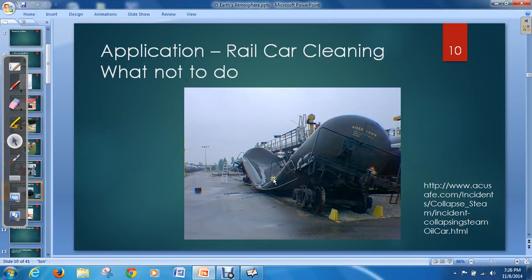So this is not an explosion. This is not some type of force someone put on this. This is just the rail car imploding from air pressure. So this is what you do not do. You do not close that hatch after you clean a rail car, or that can happen. So again, just lots of examples of air pressure and its effects.